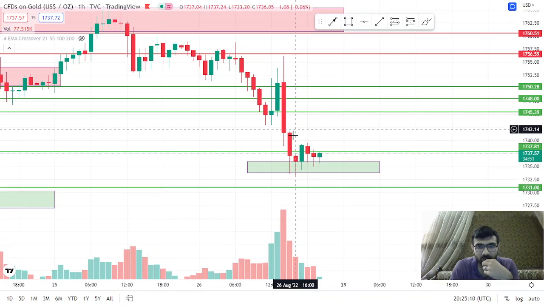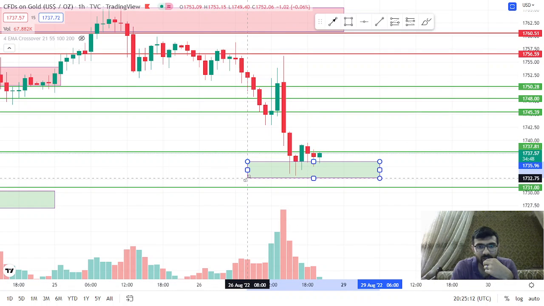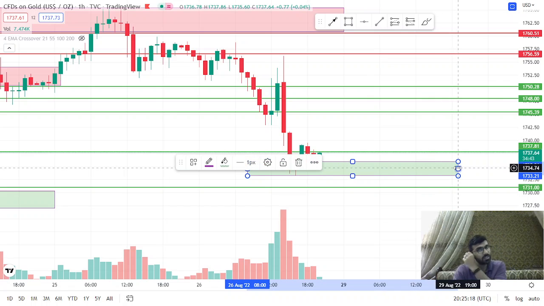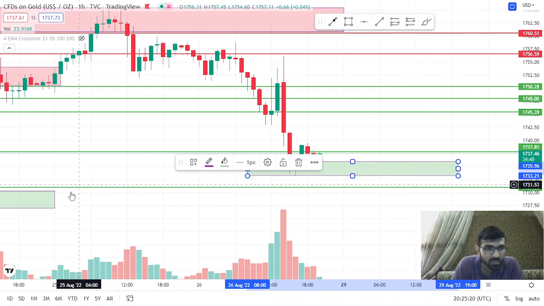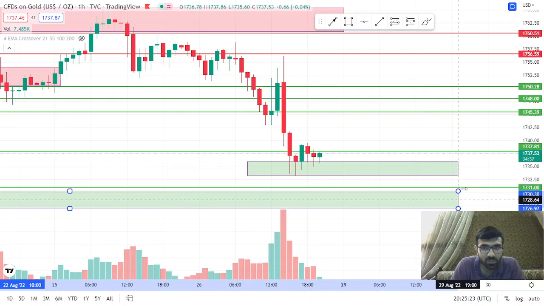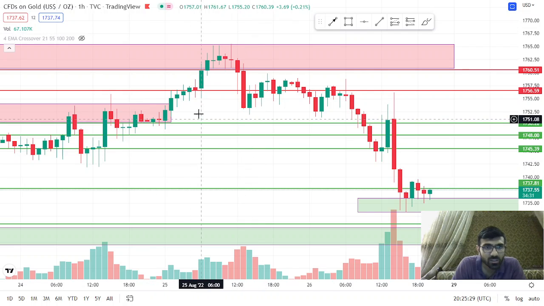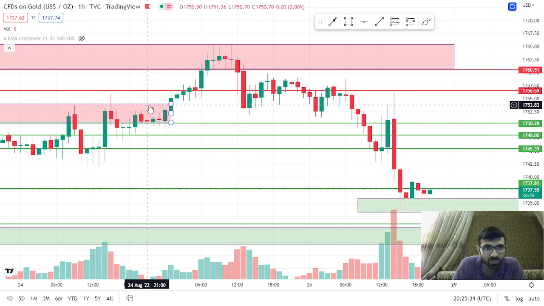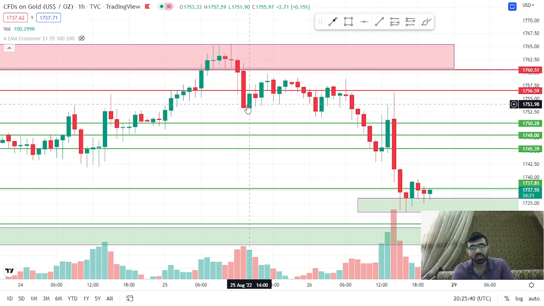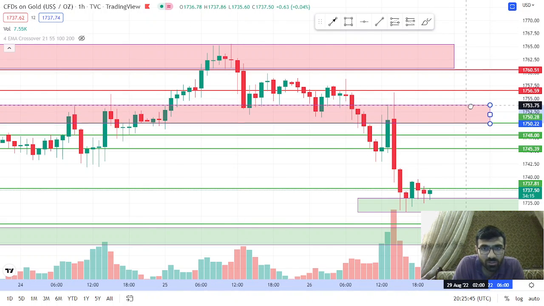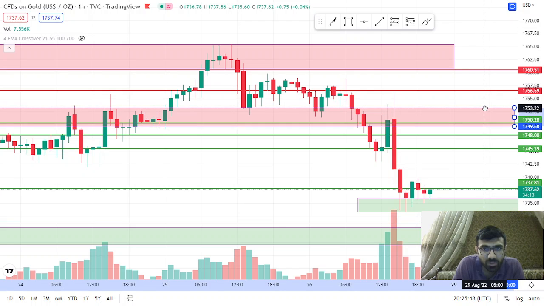Okay, so we have to just be vigilant that, as you can clearly see, this area is being tested already. So if this area is tested and respected, we would continue to buy gold from this level. Okay, another area was this area of interest, but this was clearly broken, so this area of interest is not in play anymore. So rather it is in our interest, but not exactly from that point, but from here.